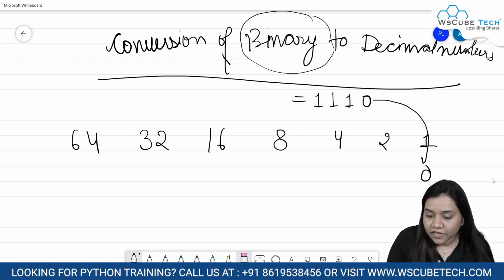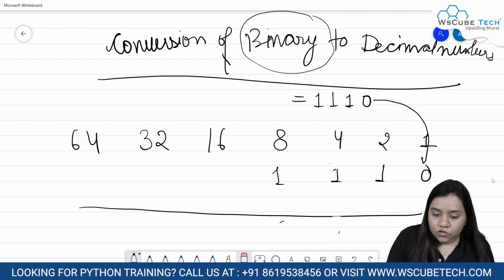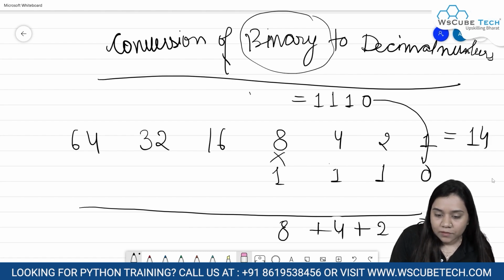So 0 goes over here, 1 comes over here, 1 comes over here, and 1 comes over here. So what I will be doing, I'll be writing 8 multiplied by 1 as 8 over here, 4 multiplied by 1 as 4 over here, 2 multiplied by 1 as 2 over here, and 1 multiplied by 0 as 0 over here. So 4 plus 8 plus 2 will give us 14.